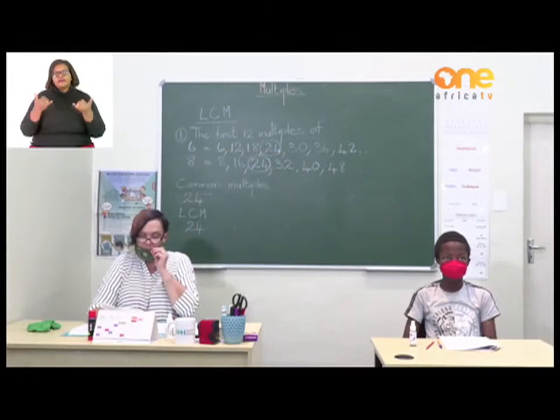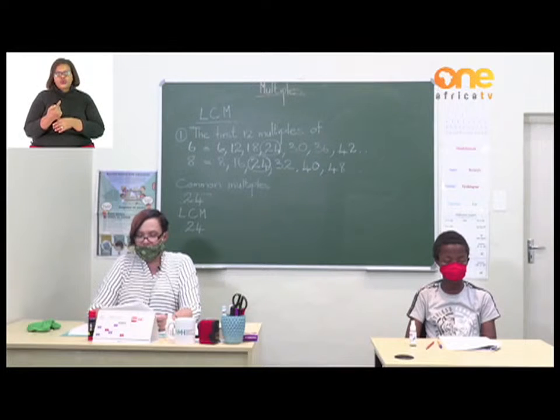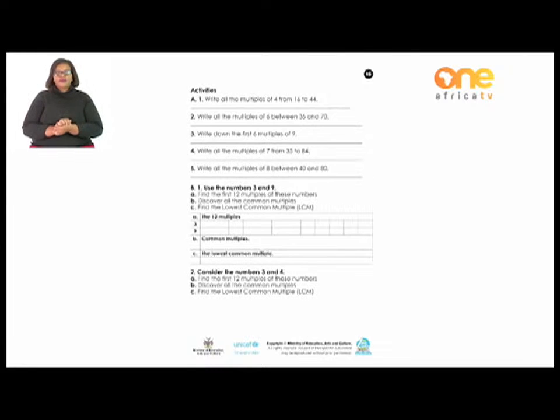Now you can work on your own. We have activities that start on page 15. The first activity is, all you have to do is to write all the multiples of 4 from 16 to 44. So remember, all the multiples of 4 from 16 to 44. Number 2, write all the multiples of 6 between 35 and 70.